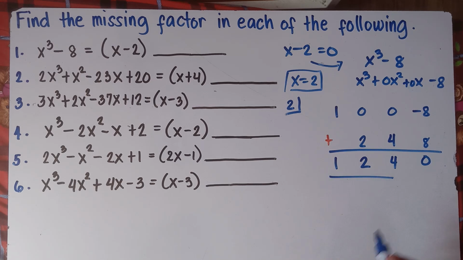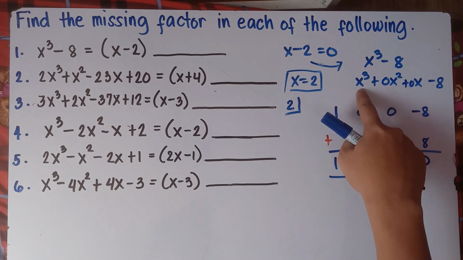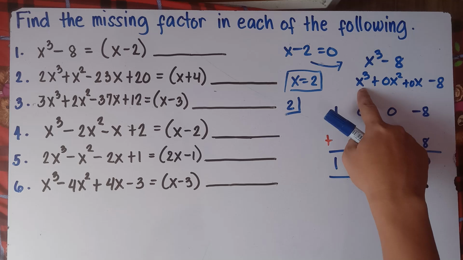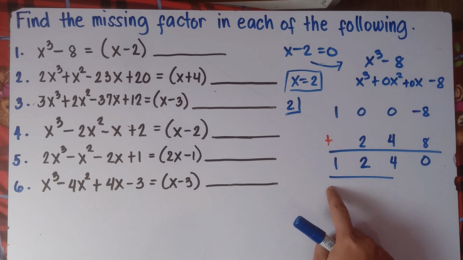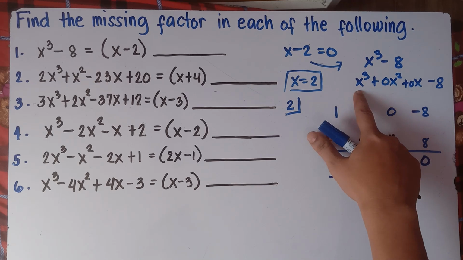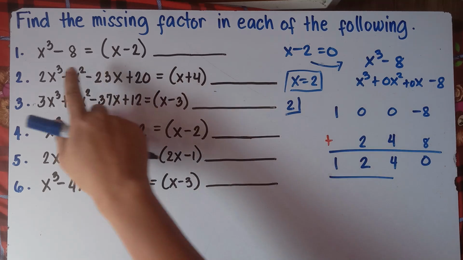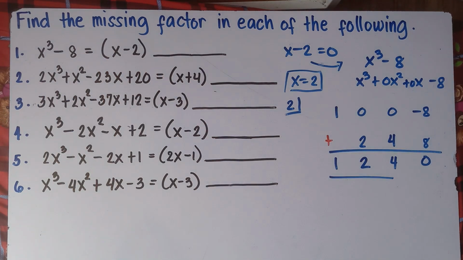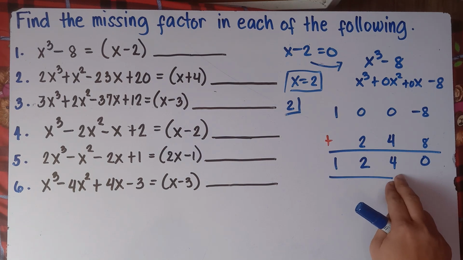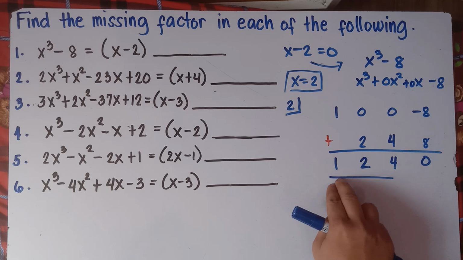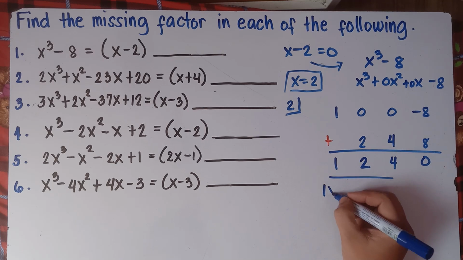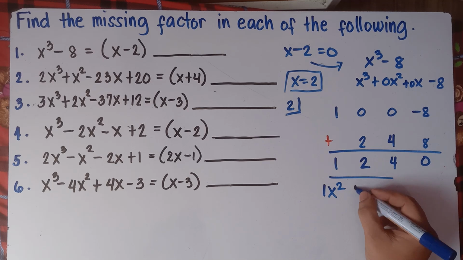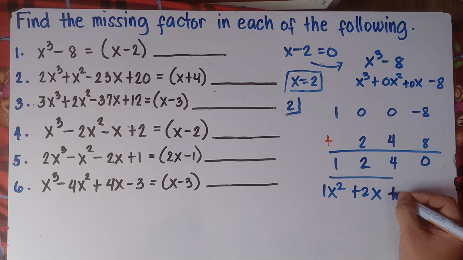So this will be our factor now. To write this one, once again, we have x cubed. So our answer will be x squared. Why is that, sir? Because x cubed divided by x, that would be x squared. Or just remember this one, class, the last number will be the constant, then next will be x, then next will be x squared. So we have 1x squared for our answer plus 2x plus 4.